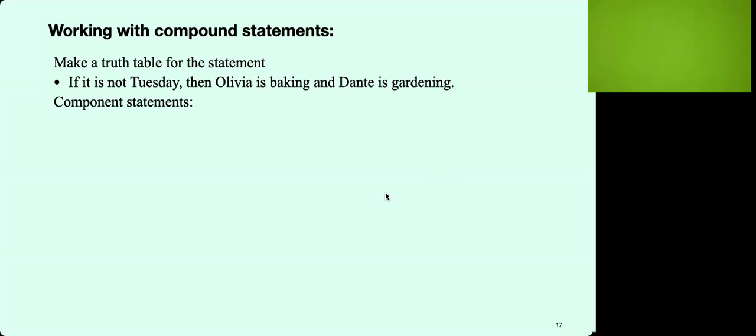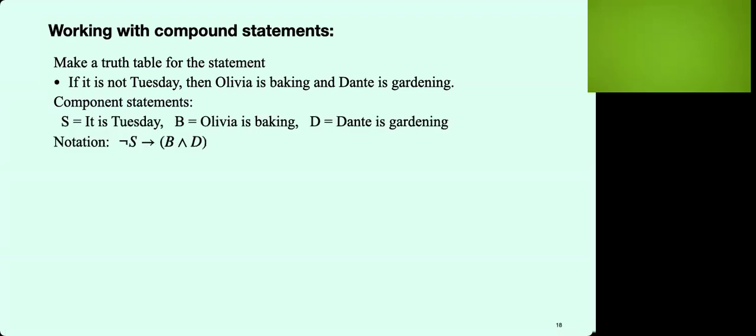So here is a complex compound statement. If it is not Tuesday, then Olivia is baking and Dante is gardening. So the component statements here are, I'm just going to call them S for it is Tuesday, B, Olivia is baking, and D, Dante is gardening.